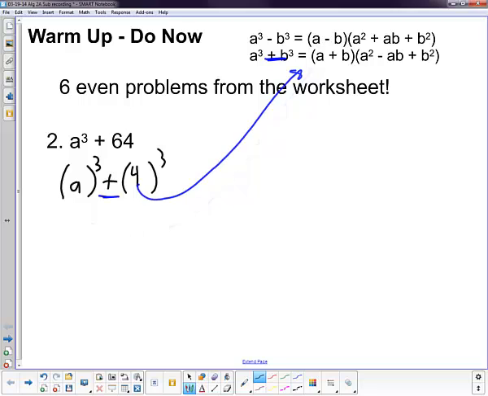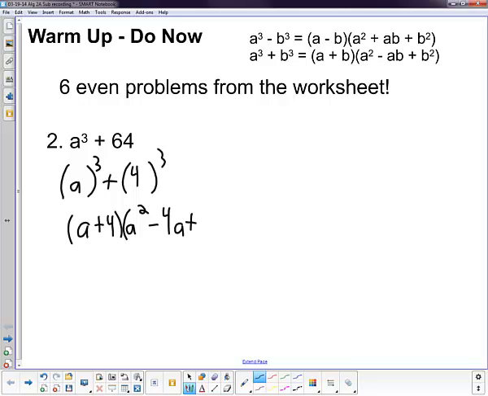So all I have to do for this one is plug it in. So for a cubed plus b cubed, I'll do a plus b. In this case, a is a and b is 4. And for the second half, I'll do a squared, which is a squared, minus a times b, so minus 4a, plus b squared. B here is 4, so b squared is 16. And there's number 2. Okay?